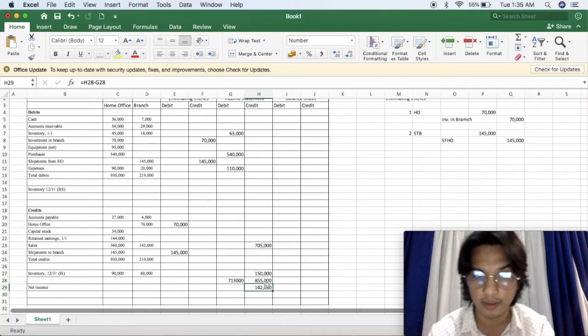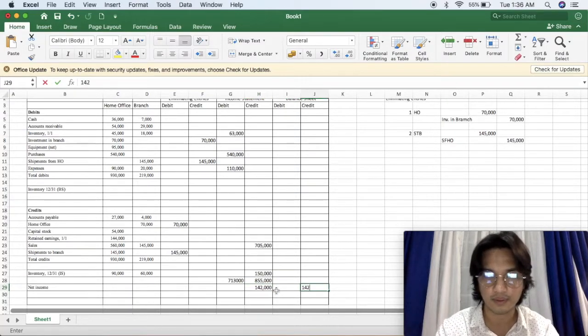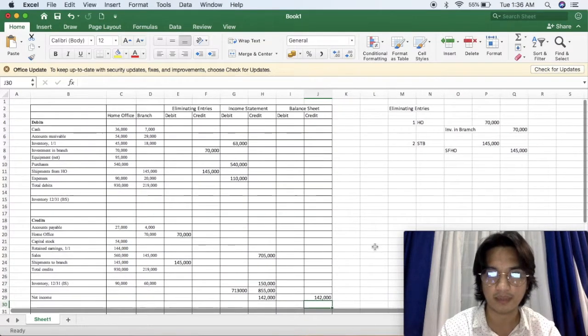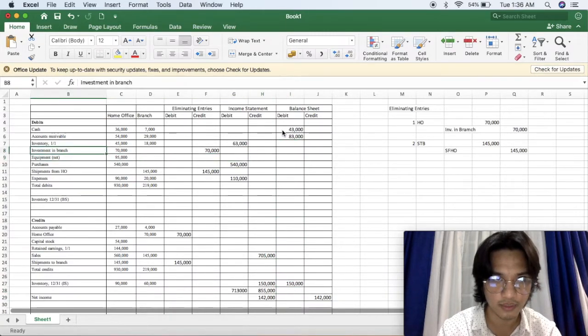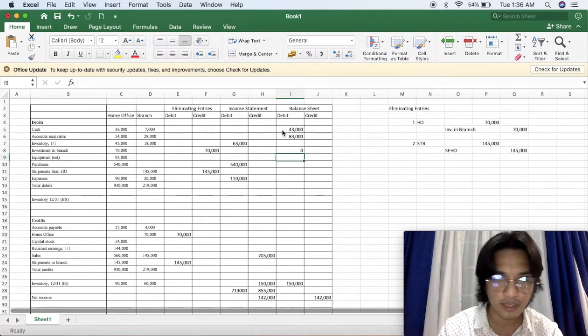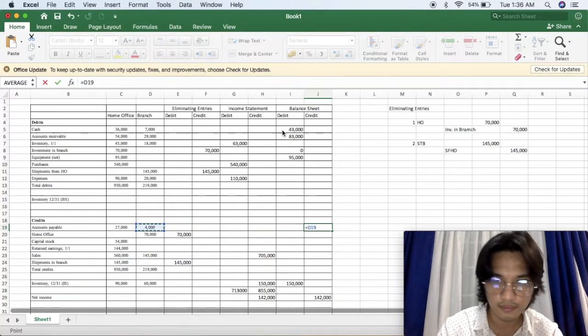If you remember the journal entry we had, income summary had a total of 142,000. And then we forward it to the credit side because that is a capital account. Then for the rest, you just copy. For cash, that's a debit. Same for AR. We now have the new inventory, which is this 150 debit side. And then investment in branch is now 0. So home office debit, you had an eliminating entry of credit, so 0. Equipment, you only have one equipment in the home office. Purchases is a nominal account. Shipments from home office, expenses. That's it. For the credit, you have accounts payable. Home office is now 0, eliminated.